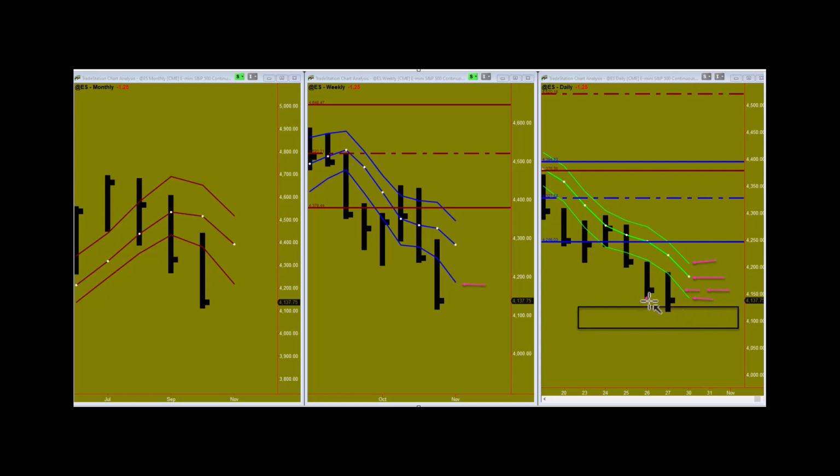Looking for some support, there's a 5-1 up, and so we have this cluster down here in this rectangle, and then we have a daily 5-1 up for Monday, and then a couple of targets up above that. So this is what we're looking at for Monday using the introductory level software.